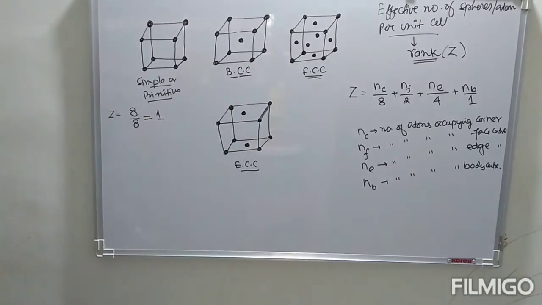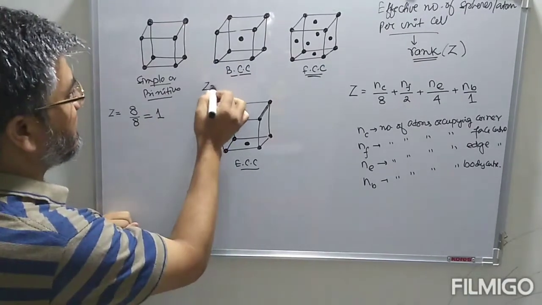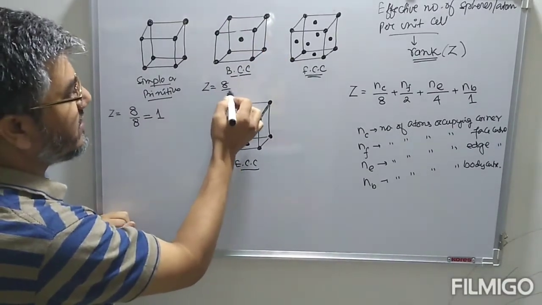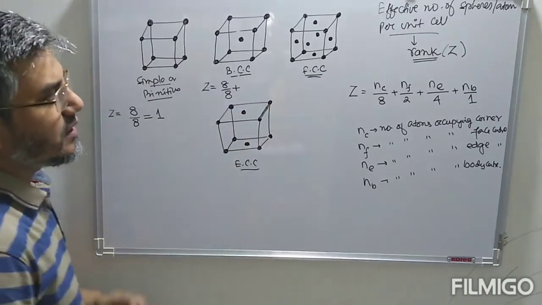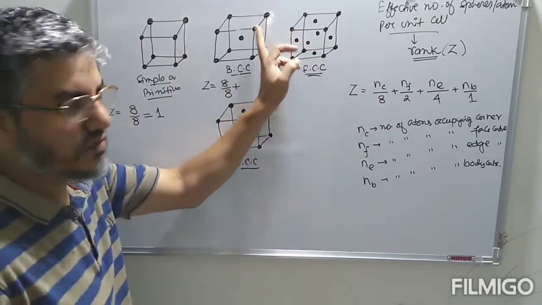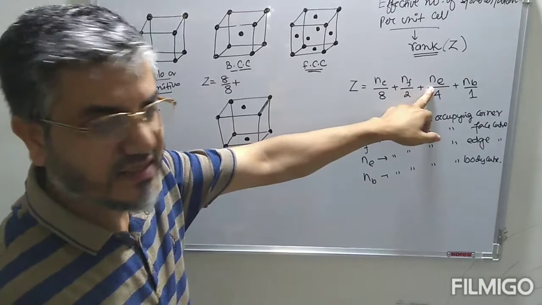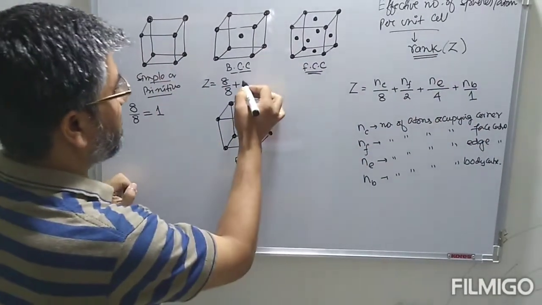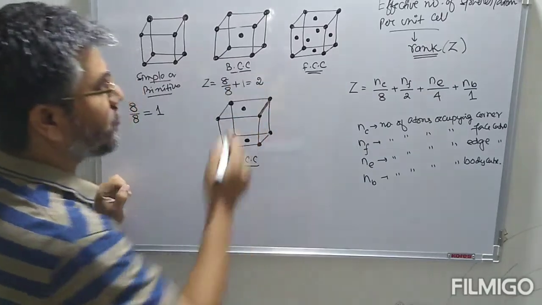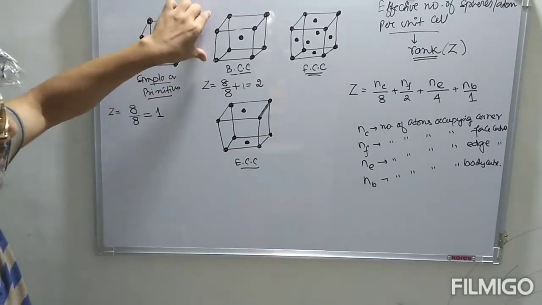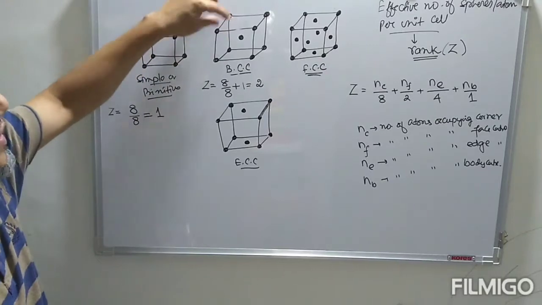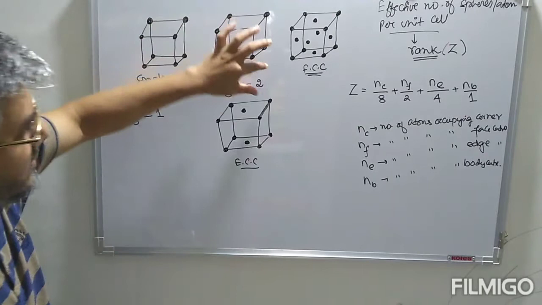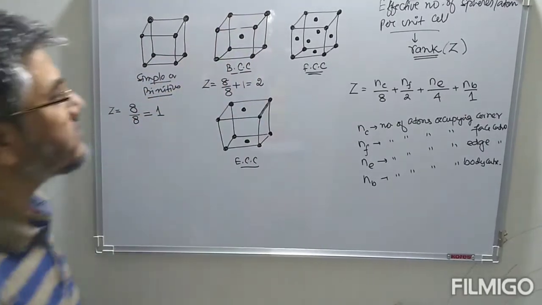Look at this body center. We have atoms occupying 8 corners, so we have 8 by 8. Number of face centers is 0. Number of edge centers is 0, but we also have one body center. So this comes out to be 2. So to develop a body center unit cell, we require 9 spheres, 8 corners and 1 body center, but effectively there are only 2 spheres per unit cell.